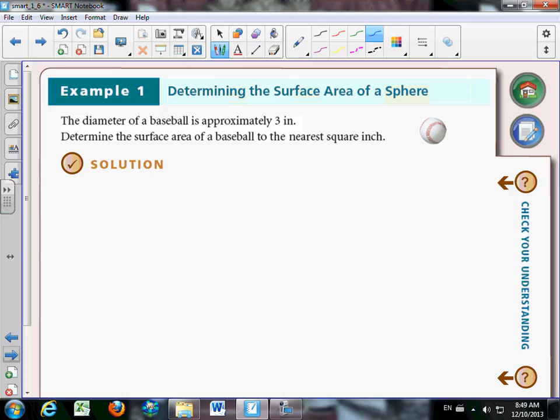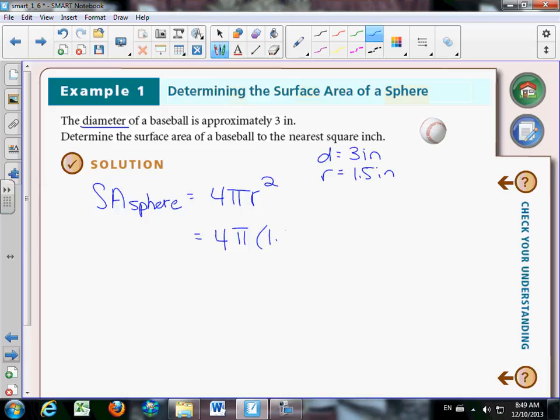So we want to calculate the surface area of a sphere, and we just found that formula to be 4 pi r squared. They give us the diameter, so you have to be very careful with this, because the formula requires the radius. So if the diameter equals 3 inches, then the radius is equal to 1.5 inches. If we plug this into the formula, we get 4 times pi times 1.5 squared.